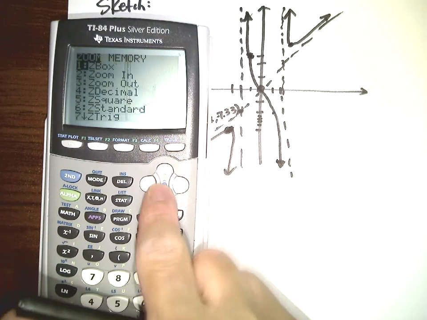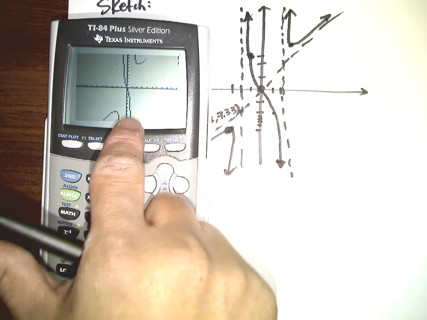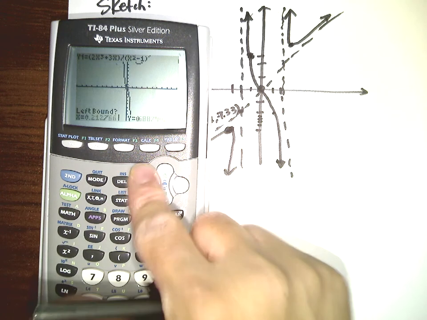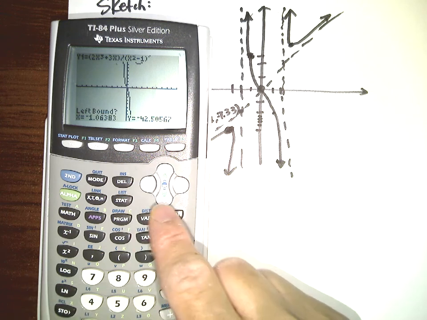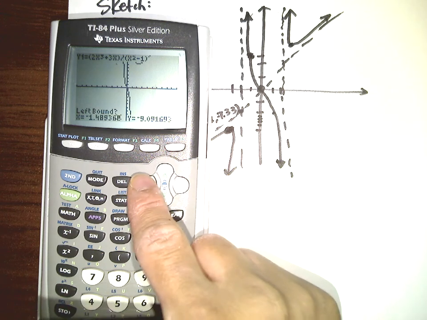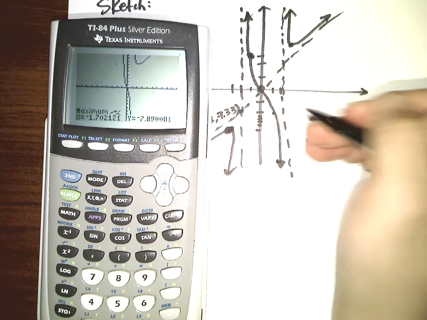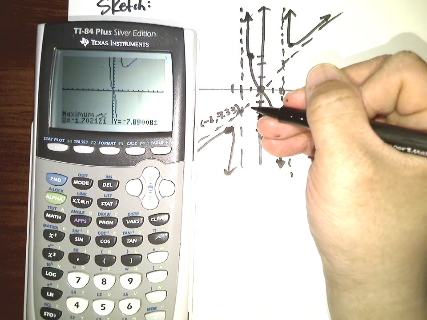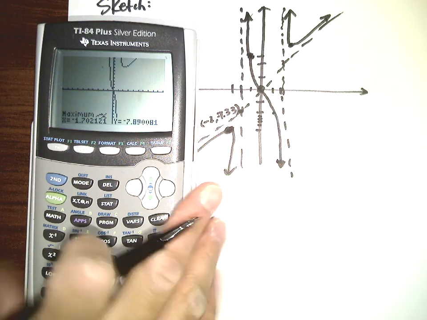By the way, as I said, if I go back to zoom standard here, I could actually figure out what that point is. If I want to calculate the maximum value over here, it's at -1.17, negative.